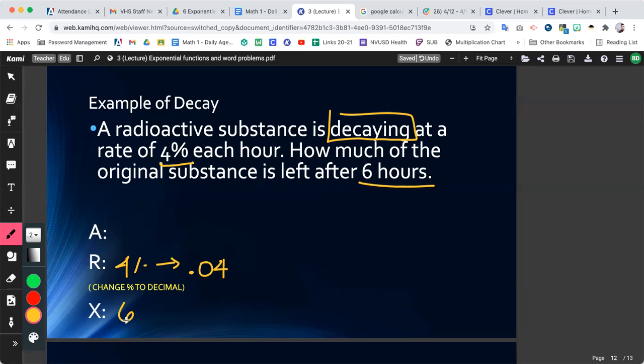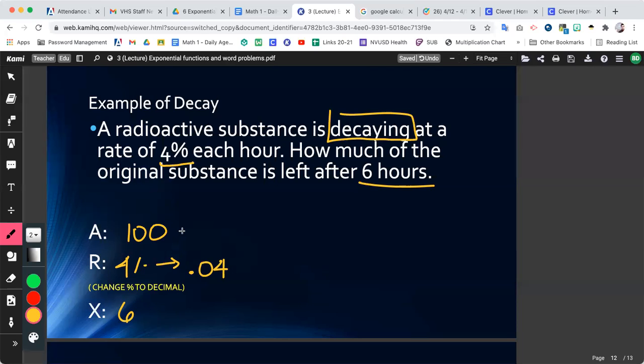Now, this is interesting. We don't have an A in the problem, so we have to think about this. At the beginning of the problem, what percent do I have of the object? I have 100% to start with, right? Because it hasn't started decaying yet. So A is going to be 100 because that's how much we're starting with. If it doesn't say what number it decays from, then you start with 100%, because remember, the context of this is how much percent is left.